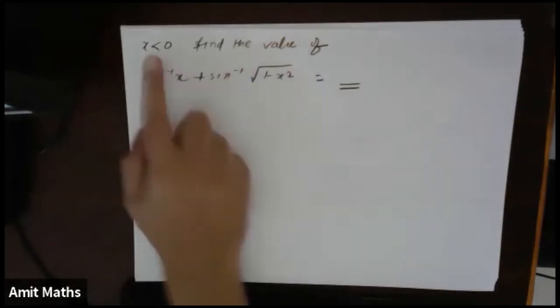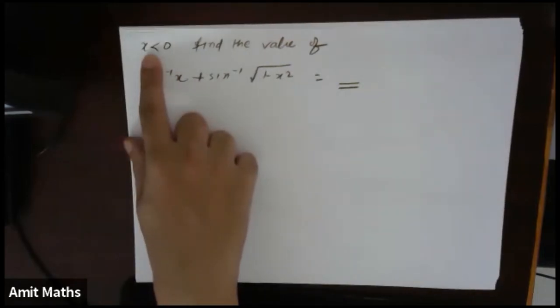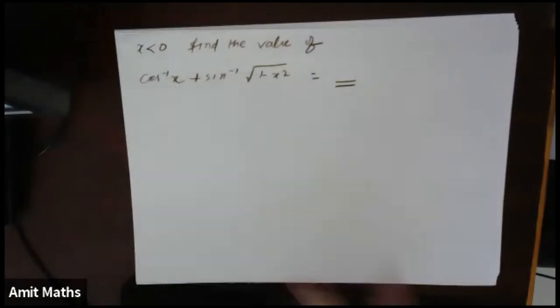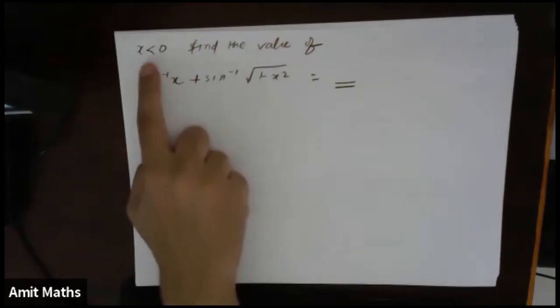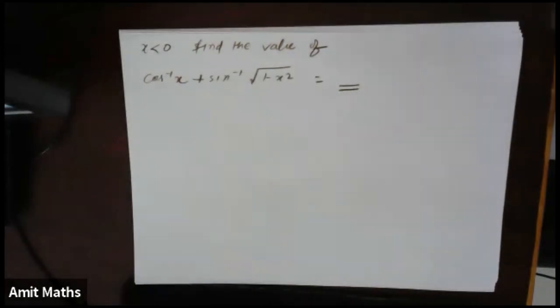Now here one thing, x is less than 0, so definitely x will be greater than or equal to minus 1, because here it is cos inverse of x. So you don't have to think that x is less than 0, so can x be minus infinity also. No, if x is less than 0, x will definitely be greater than or equal to minus 1. Okay. Yes, pi is the correct answer. Very good. Yes, Abhishek, very good.